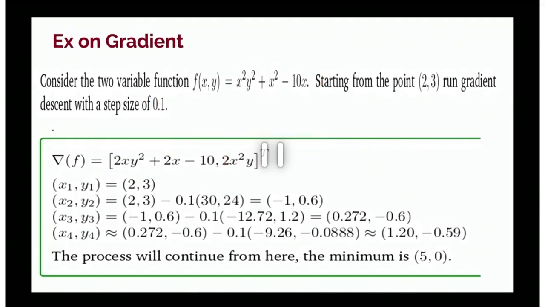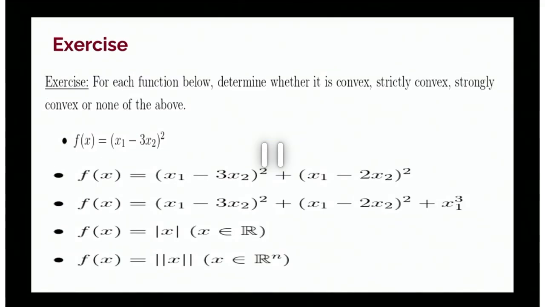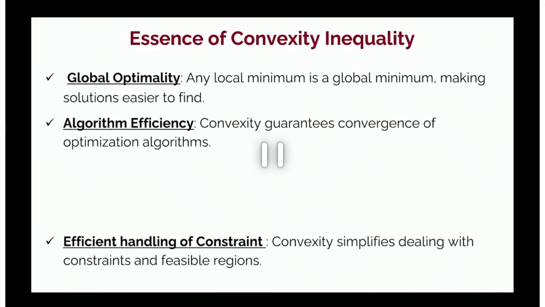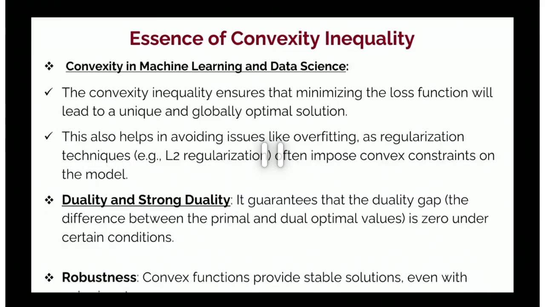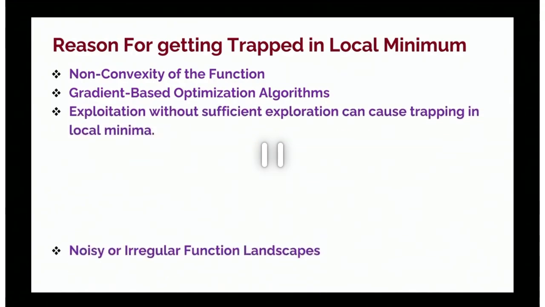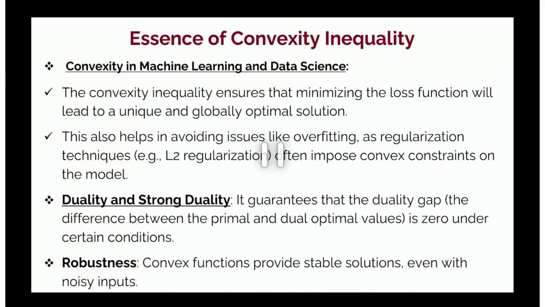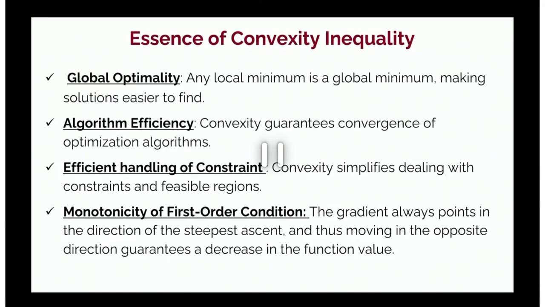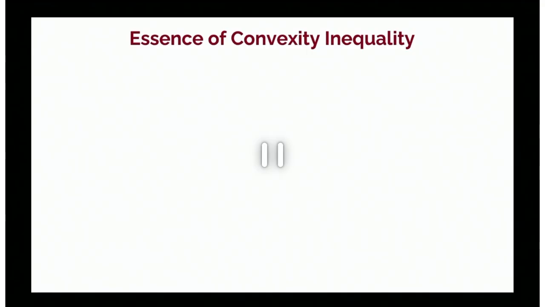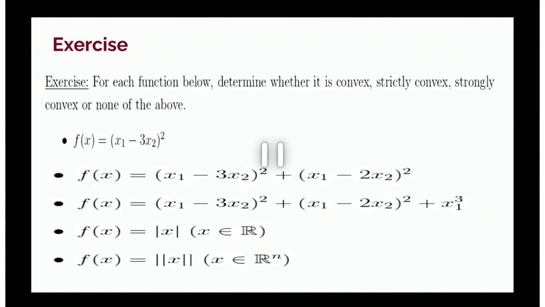Before I go, I put some notes here that you can read. What is the essence of convexity? Everything that we've been doing, why do we need that? I wanted to spend more time on this, because I'm actually seeing assignment and exam questions like this. Take a look at this one. For each of the following below, determine whether it is convex, strictly convex, strongly convex, or none of the above.